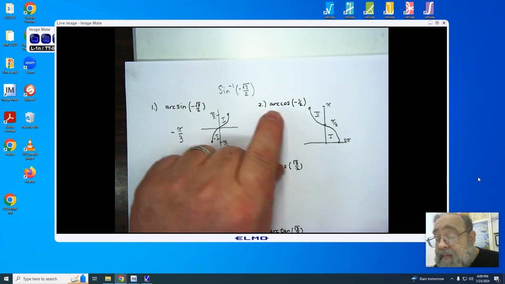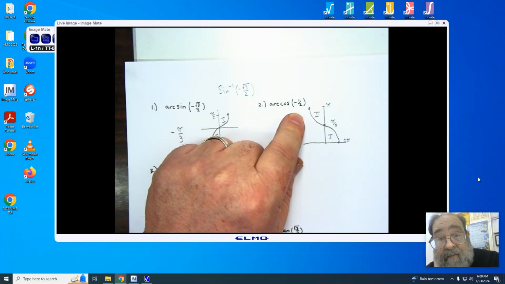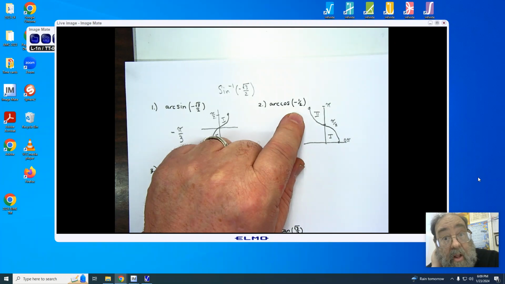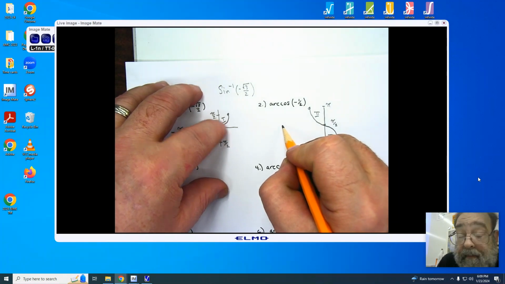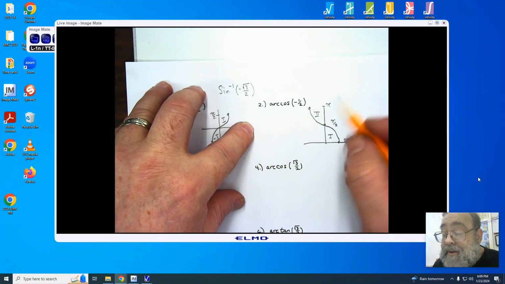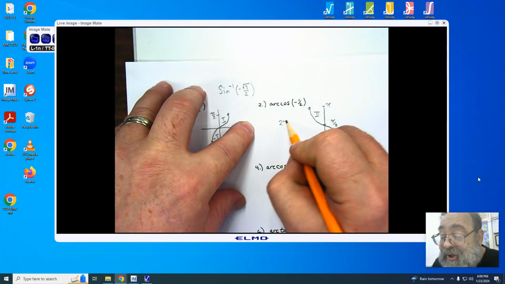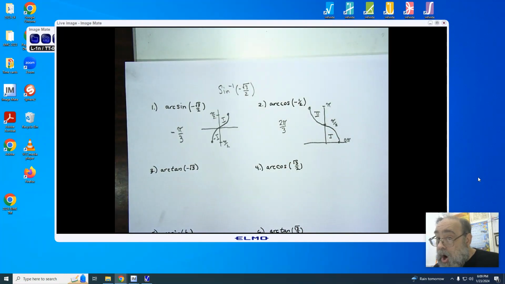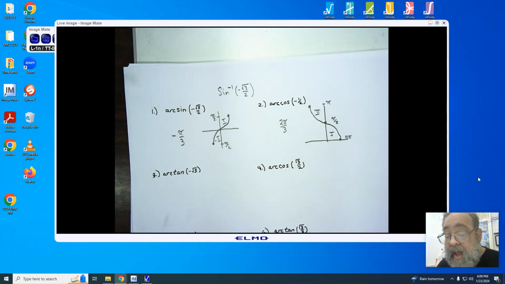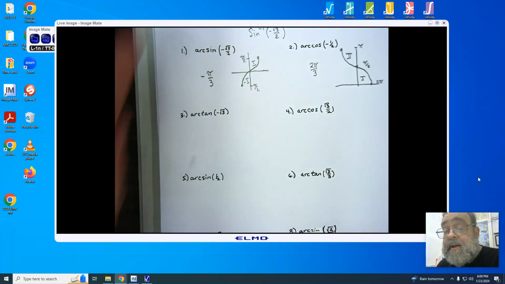So if I'm looking at the arc cosine of -1/2, that's in the second quadrant. The reference angle is pi over 3, and so my answer is in the second quadrant, 2 pi over 3. That's my answer. There are not two. There is only one.